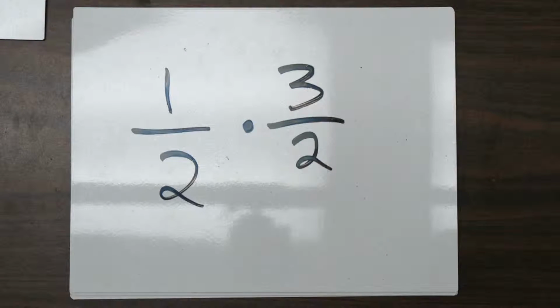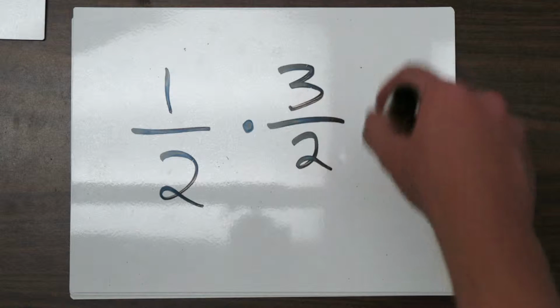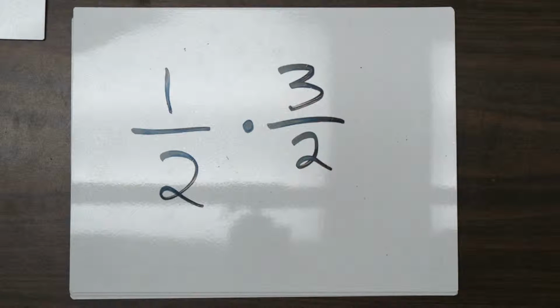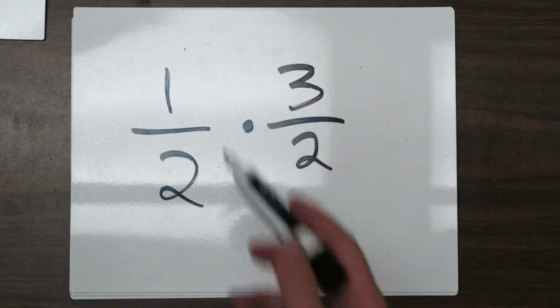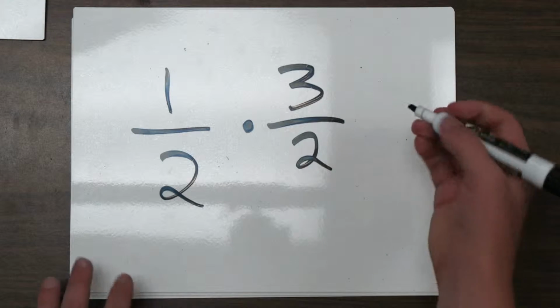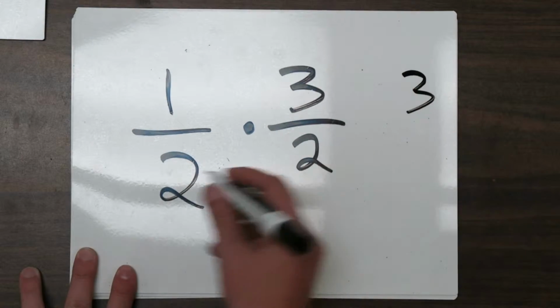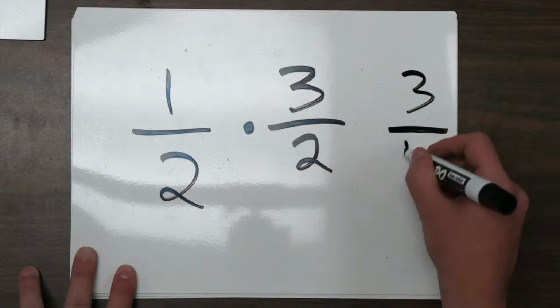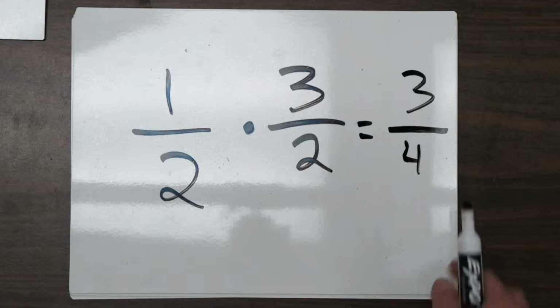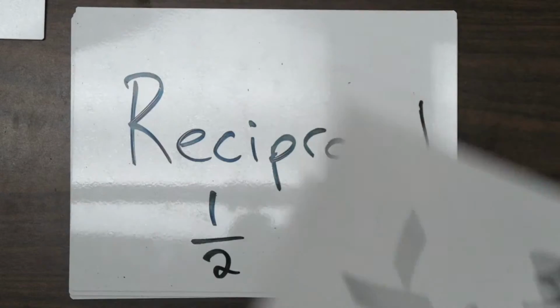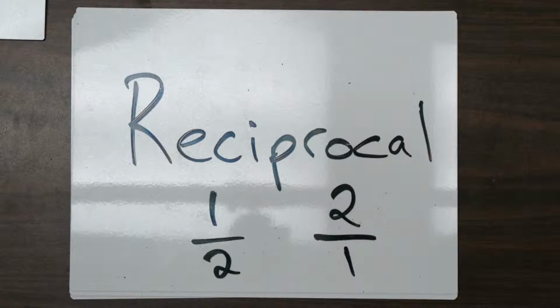So now I've flipped the second fraction and I've changed it to a multiplication problem. If you remember, how we multiply fractions is we just multiply straight across. So now I can multiply 1 times 3 to get 3 and 2 times 2 to get 4, and there's my answer, 3/4.